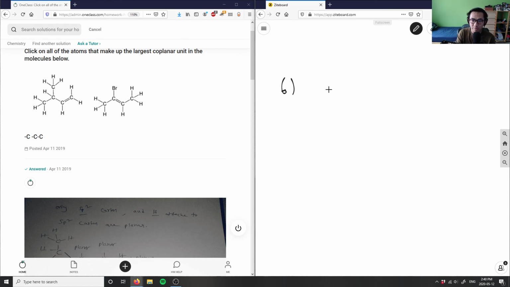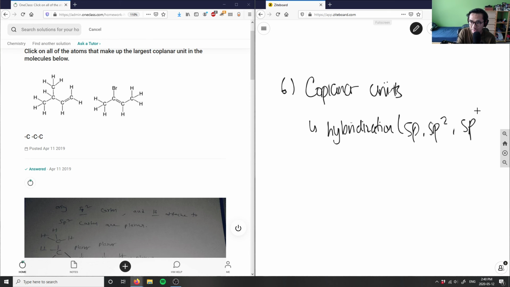So when we're talking about coplanar units, we are talking about hybridization and VSEPR theory. This is the concept of hybridization and how the geometry affects the chemical structure. Hybridization in the sense that we care about our sp, sp2, and sp3 orbitals here. In this case, we have an alkene, and in an alkene we have sp2 hybridization. In sp2, I form one pi bond, and we form sigma bonds as well.